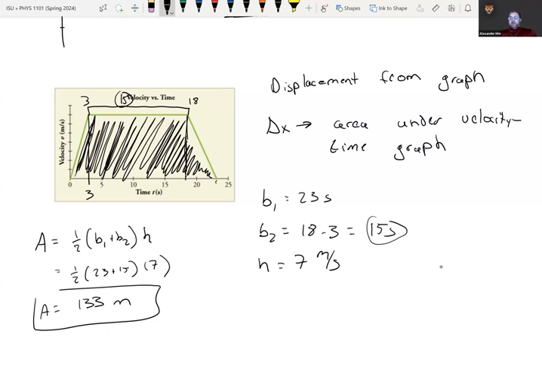So it starts off with a velocity of 0. It accelerates up to a constant velocity, carries you up to the top, and then slows down to a velocity of 0. So, you go up 133 meters. Your velocity time curve might look something like this. Okay, so that's what's going on there.